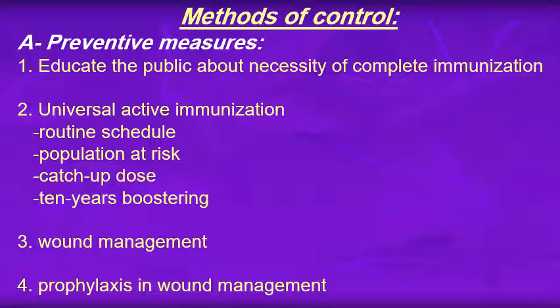The routine schedule is during the second month, fourth month of life, and sixth month: three initial doses, followed after that by the booster doses, two booster doses at the 18th month and at 5 years, or what is called preschool age.